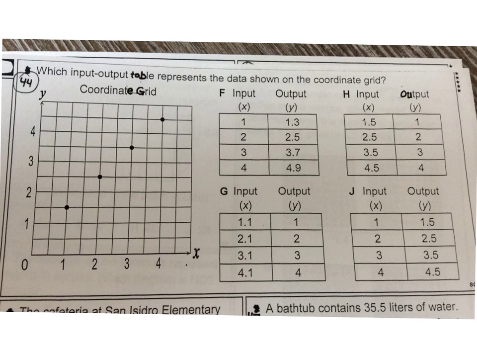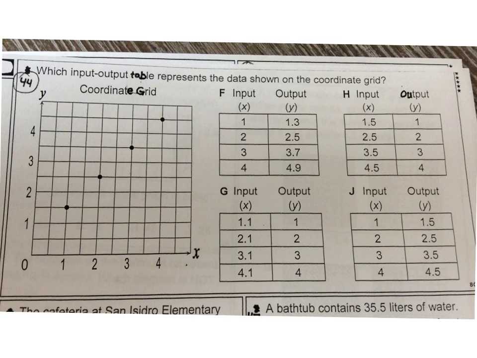All right, number 44. Which input-output table represents the data shown on the coordinate grid? So you're going to look at your answer choices. And we have F, which has 1. So you're going to go out 1 and up 1.3. So if we look over at our first dot, it looks like it goes out 1, but then it goes halfway between 1 and 2, so that's probably 1.5, not 1.3.